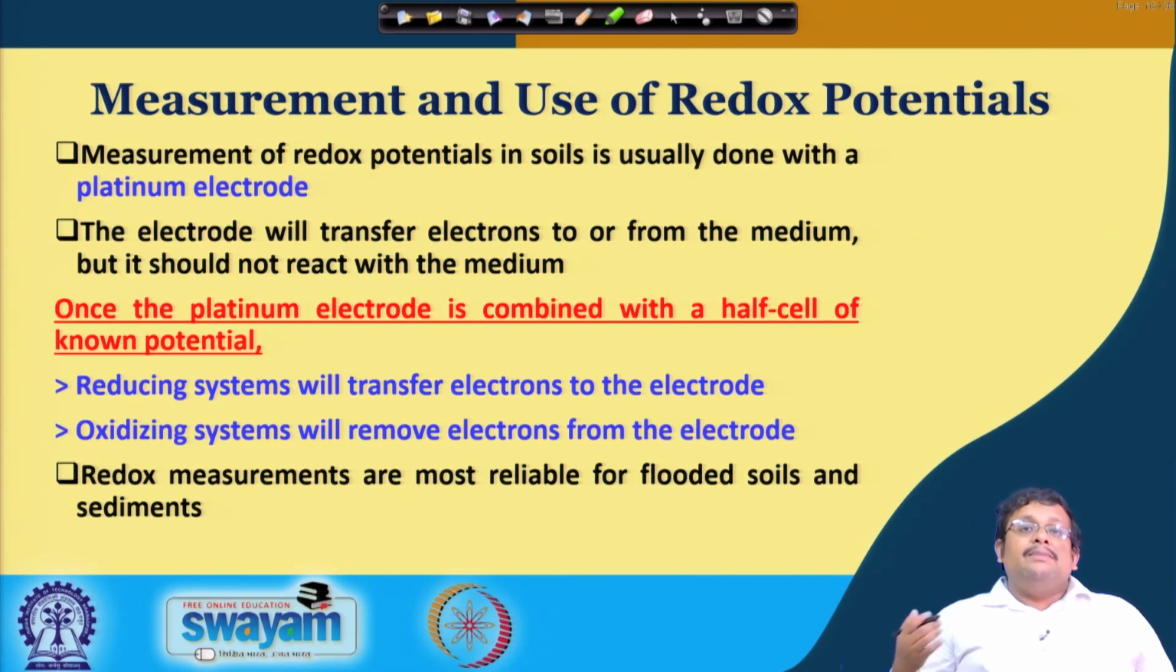So, redox measurements are most reliable for flooded soil and sediment. I have already told you in our previous lecture that although we talk about oxidation potential in case of different chemical reactions, in case of soil, for example, in case of flooded soils and sediments, we more talk about the reduction potential.